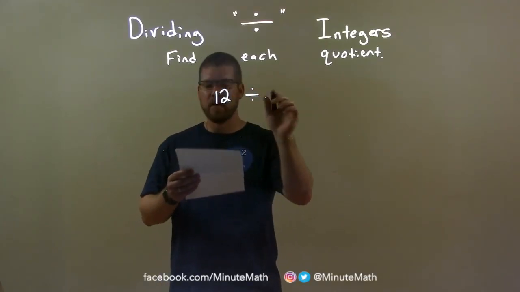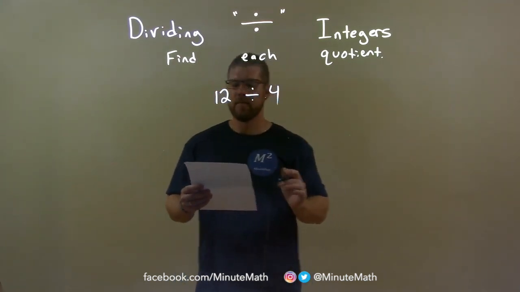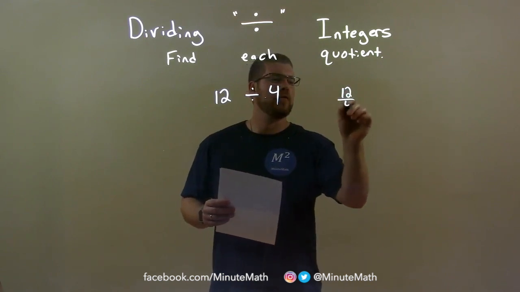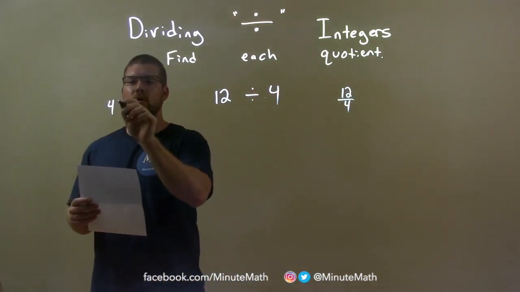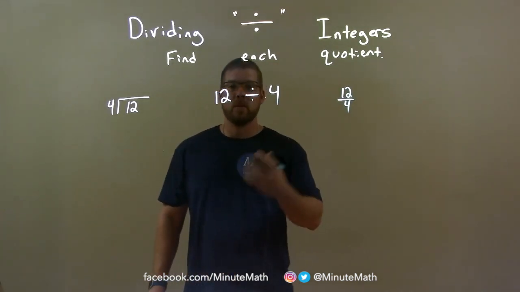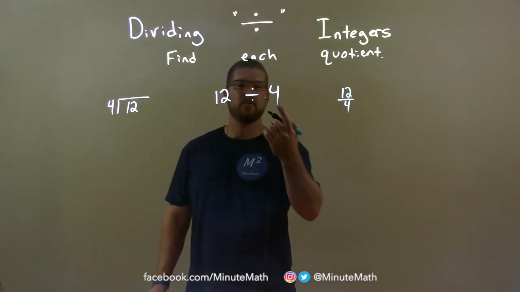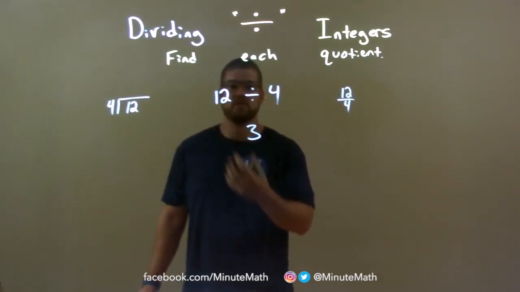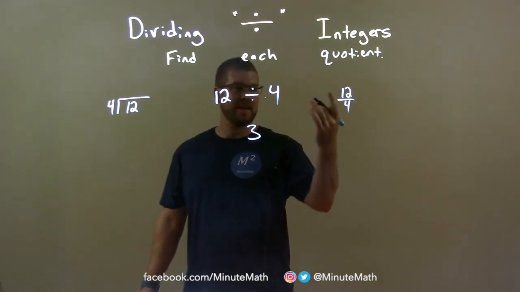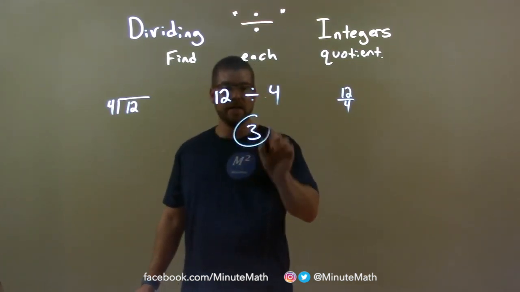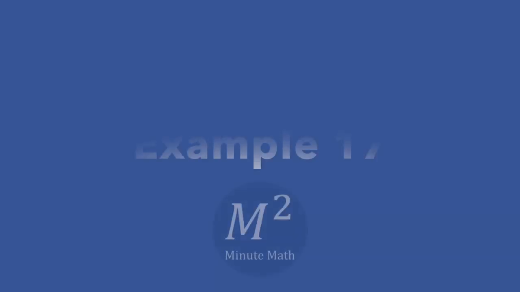12 divided by 4. So we have 12 divided by 4. That's the same as a fraction, 12 over 4, or 4 that goes into 12. Well, still the same question remains: how many times does 4 go into 12? Well, you know that's actually 3, 3 times 4 is 12. So that's it, and a positive divided by a positive is just positive, so this is pretty easy. Positive 3 is our answer.